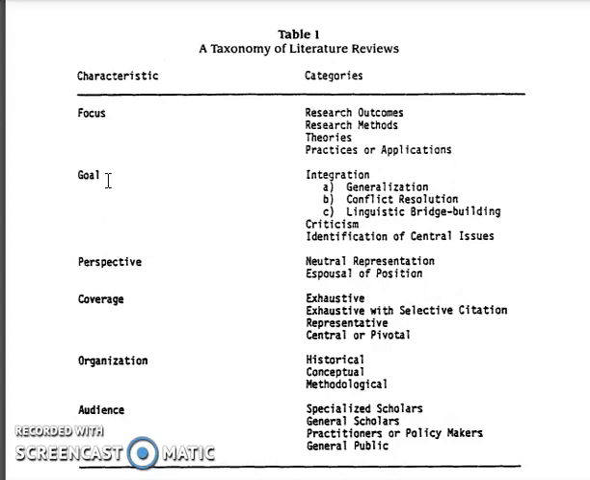Then apart from this, criticizing the existing work and identifying the central issues or the gaps in the literature, that can also be the goal of a reviewer. Then we have the next perspective, which is the next characteristic of a literature review.